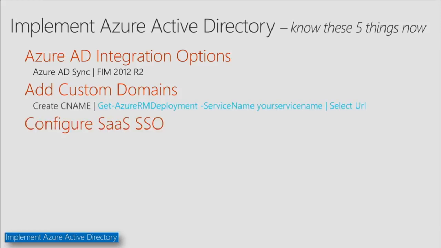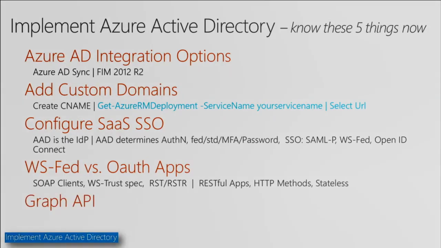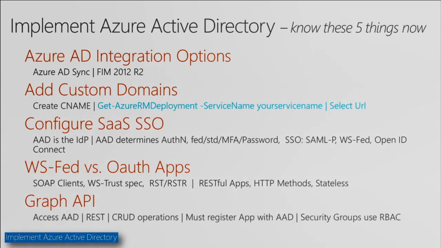Adding custom domains. First of all, create your CNAME, then deploy it. Configuring SaaS. And if you're like me, 90% of those words underneath SaaS are gobbledygook. Just understand the differences between SAML, WS-Fed, and OpenID Connect. And go and play with the Graph API. It's very powerful.